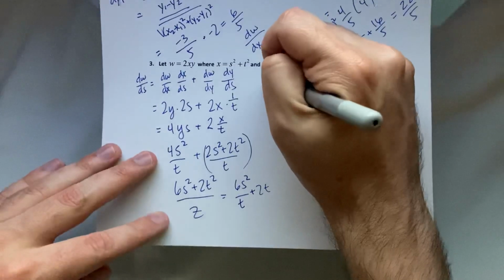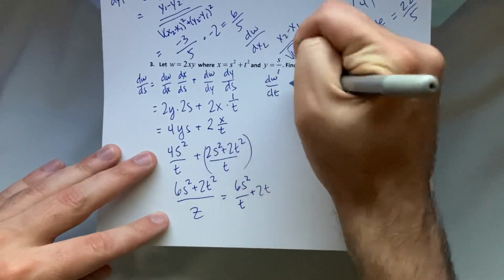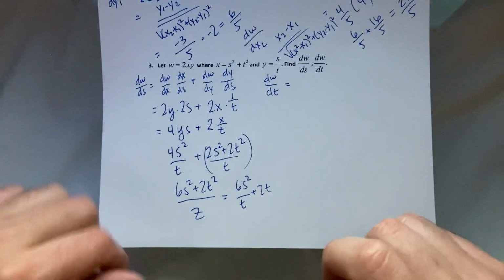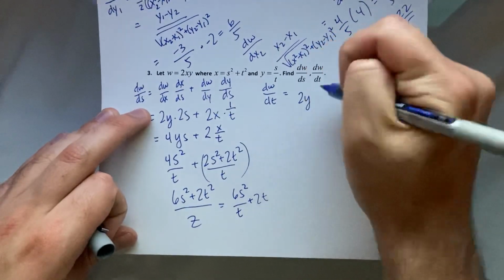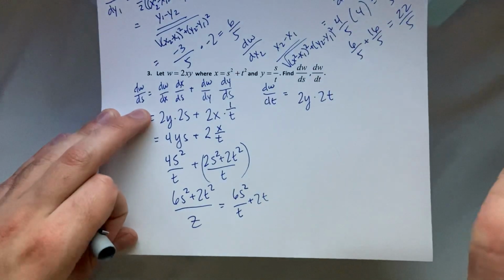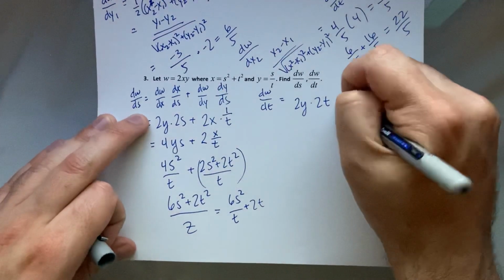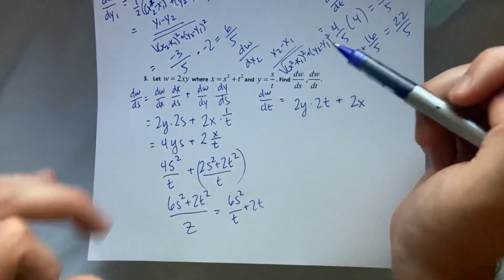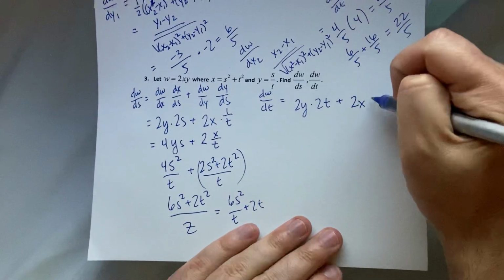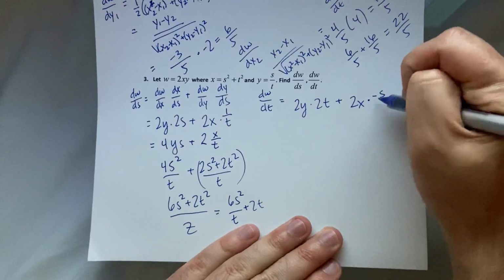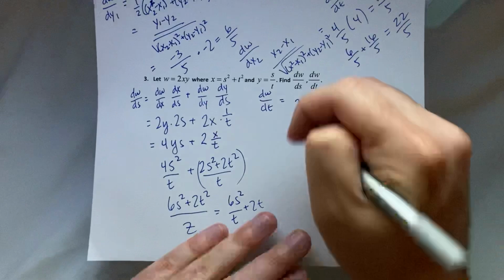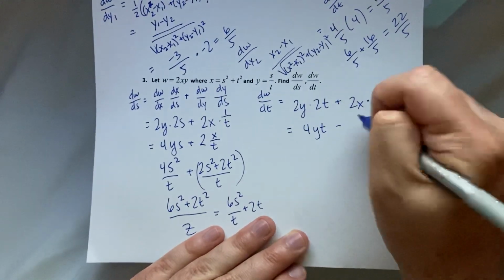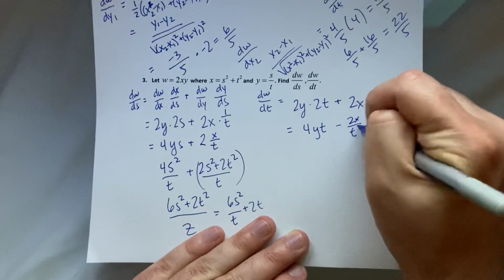Now let's do dw/dt. It's the same thing, just replace the s's with t's. So we already know it's 2y. Now it's times 2t plus 2x. So the derivative of this thing with respect to t would be negative s over t squared, because it's t to the negative first power. So that's 4yt minus 2x over t squared.